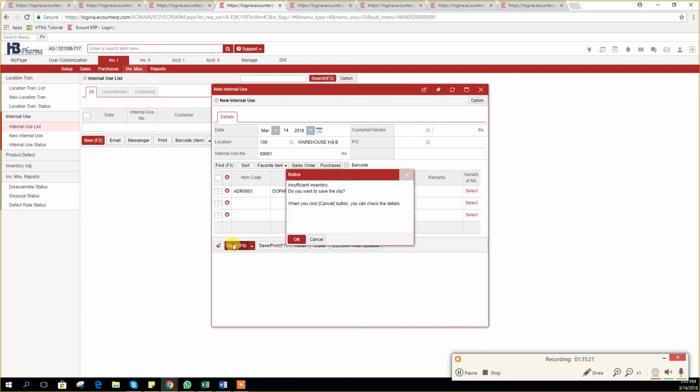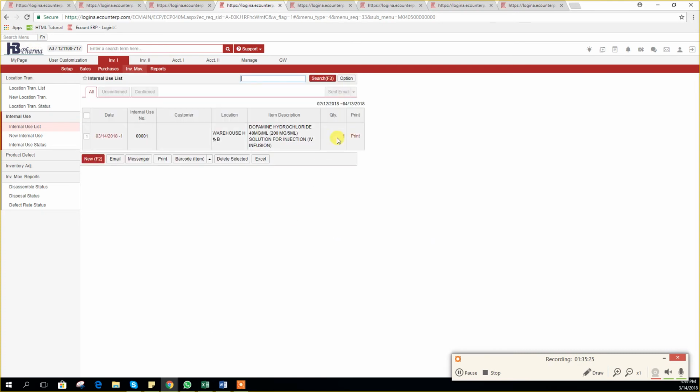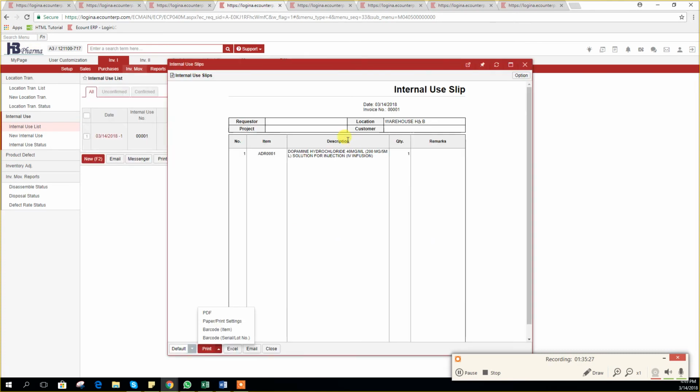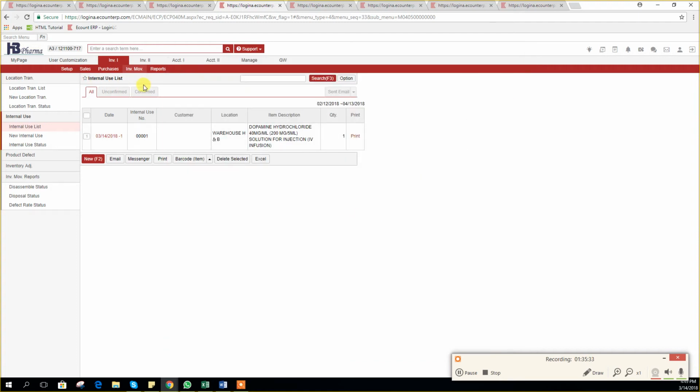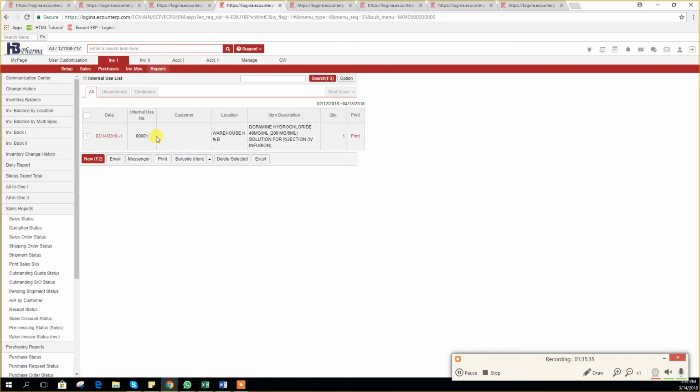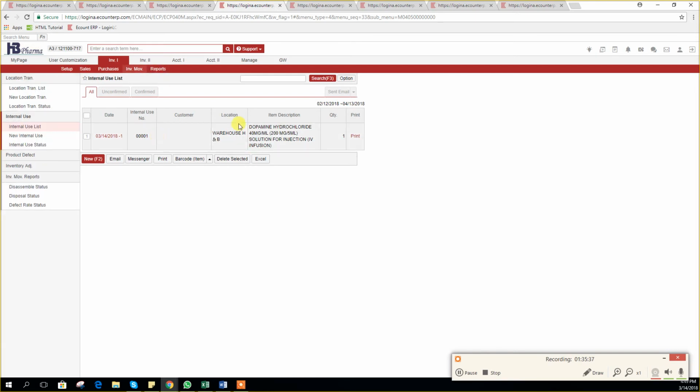Then we save this and it's going to go. So this is internal use. It's still going to deduct the inventory. It's the same thing, still going to deduct inventory. It's just that this one has got nothing to do with sales. That's about it. So any other questions?